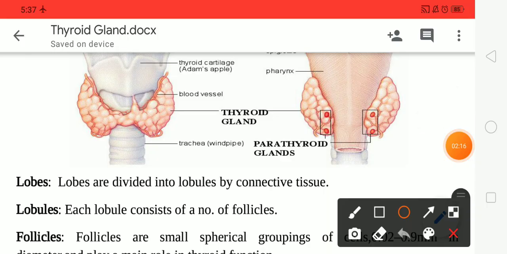And now if you observe the lobe of the thyroid gland, each lobe is further divided into number of lobules by connective tissue. These are the lobules of the thyroid gland. And next about the lobules, each lobule consists of a number of follicles. And let us know about the follicles, and what is the function of the follicle in the thyroid gland.